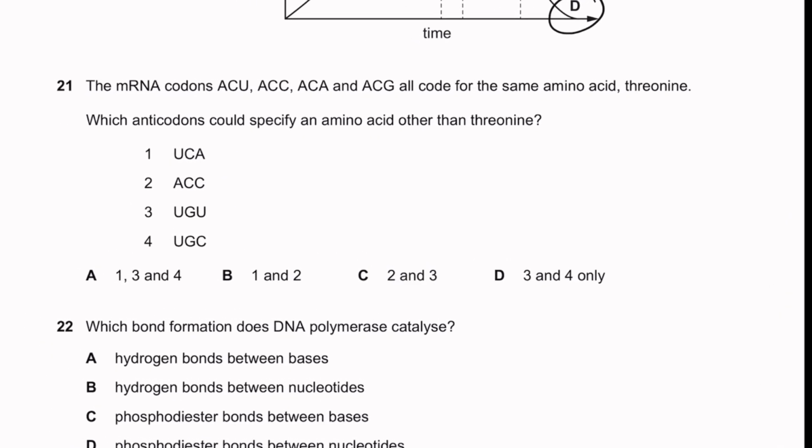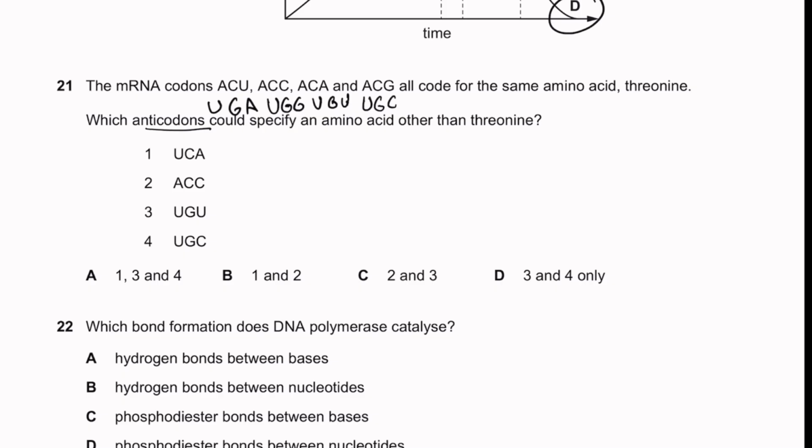mRNA codons ACU, ACC, ACA, and ACG are all coding for the same amino acid threonine. Which anticodons could specify an amino acid other than threonine? Okay, let's see. Now this is anticodon, so it's supposed to be complementary to the codon. So let's find all the anticodons for threonine, and then see which one is going to be the outlier. So we have ACU, that's going to be UGA. ACC will be UGG, ACA will be UGU, and then ACG will be UGC.